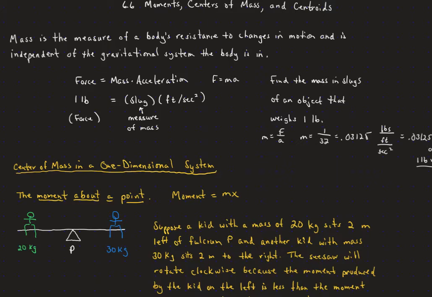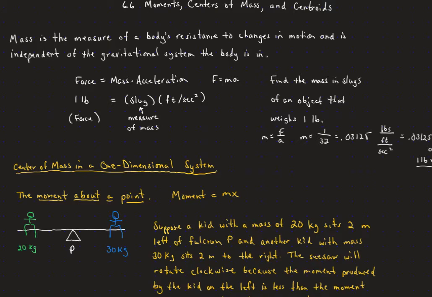Mass is the measure of a body's resistance to change in motion and is independent of the gravitational system the body is in. So we know that force is equal to mass times acceleration. So we get some weird units here. 1 pound is a weight or a force, and that's equal to a slug, which is the measure of mass in English measure, times acceleration, which we know is going to be in feet per second squared. So on Earth, that's going to be 32 feet per second squared.